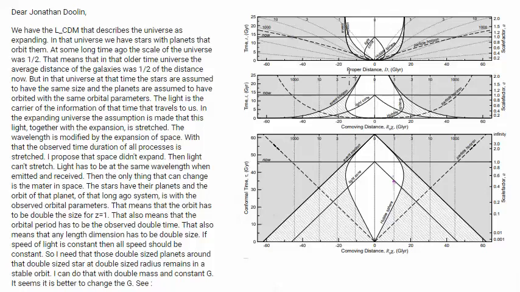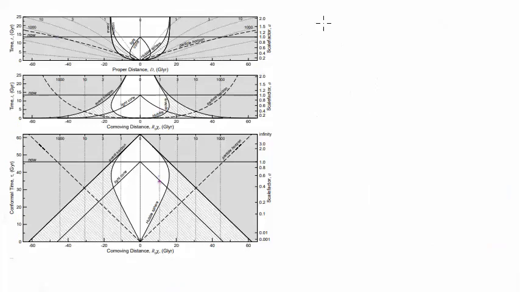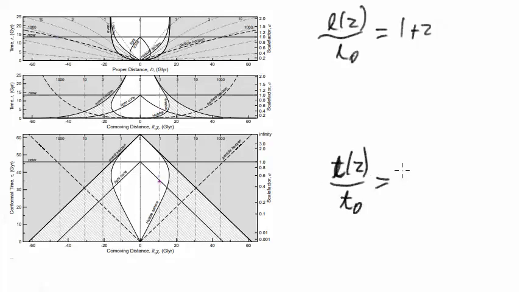But I think really what we have to do is choose a paradigm. We have to decide, does this represent the Euclidean coordinates, or does this represent the Euclidean coordinates? If the top graph represents the Euclidean coordinates, then we will use something along the line of L of z over L sub naught equals 1 plus z. And if the bottom graph represents the Euclidean coordinates, we would have t of z over t sub naught equals 1 plus z.